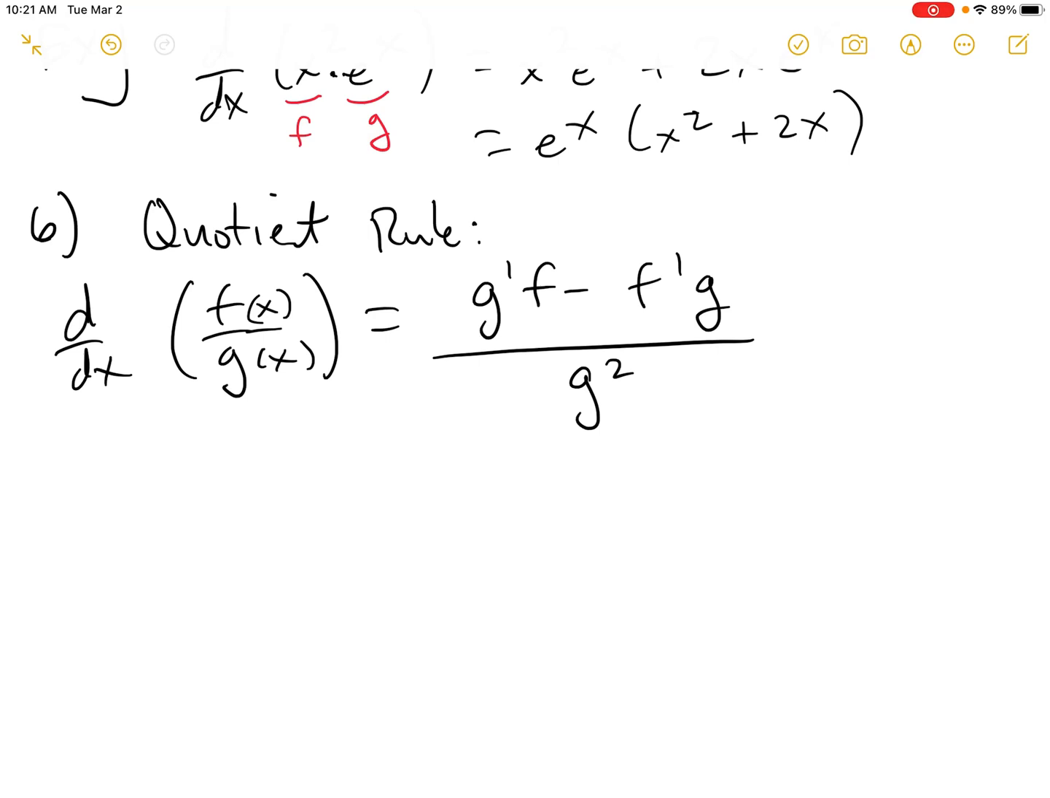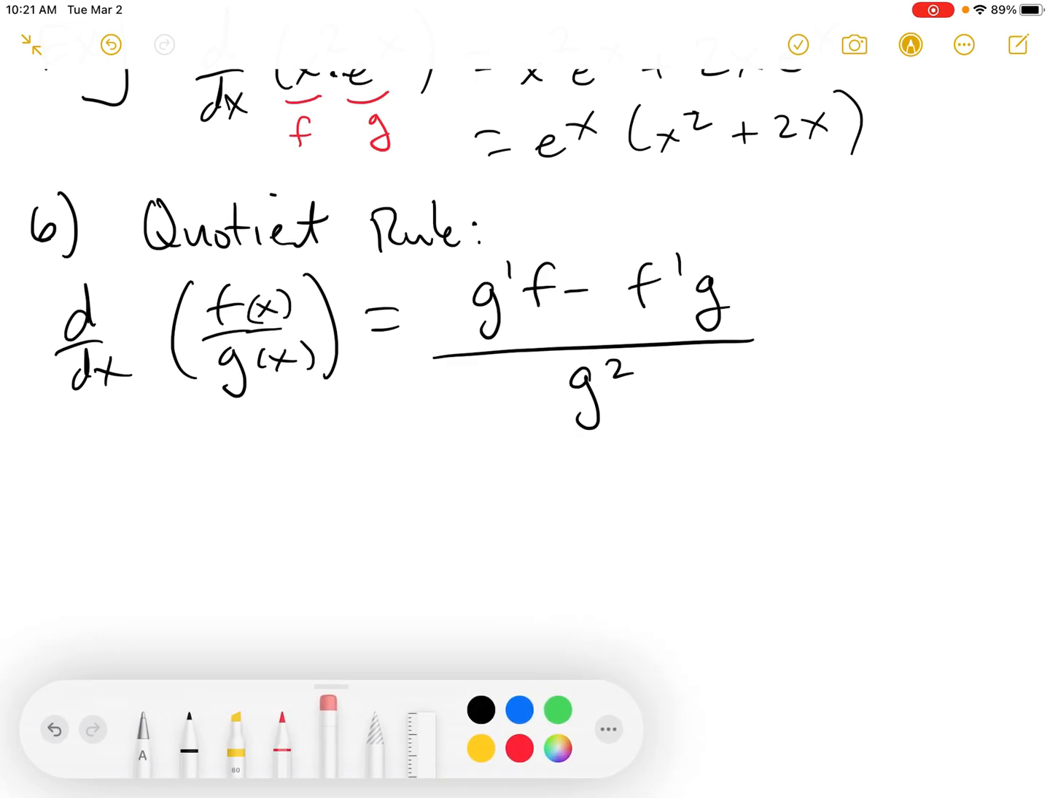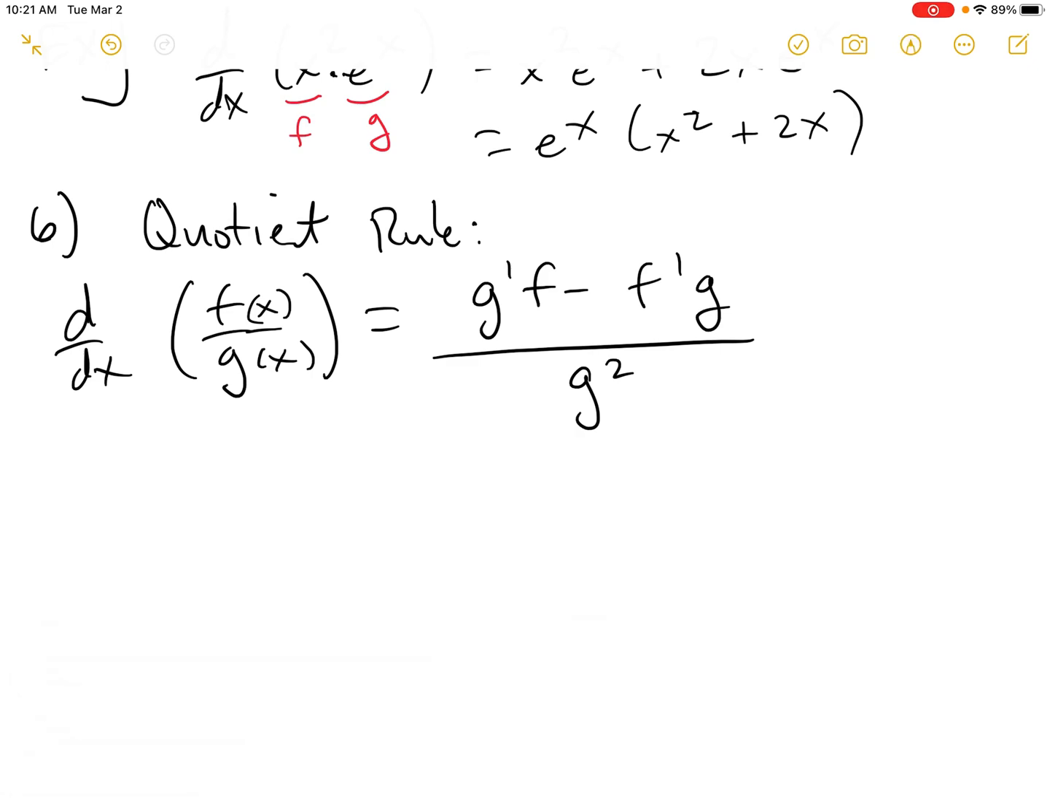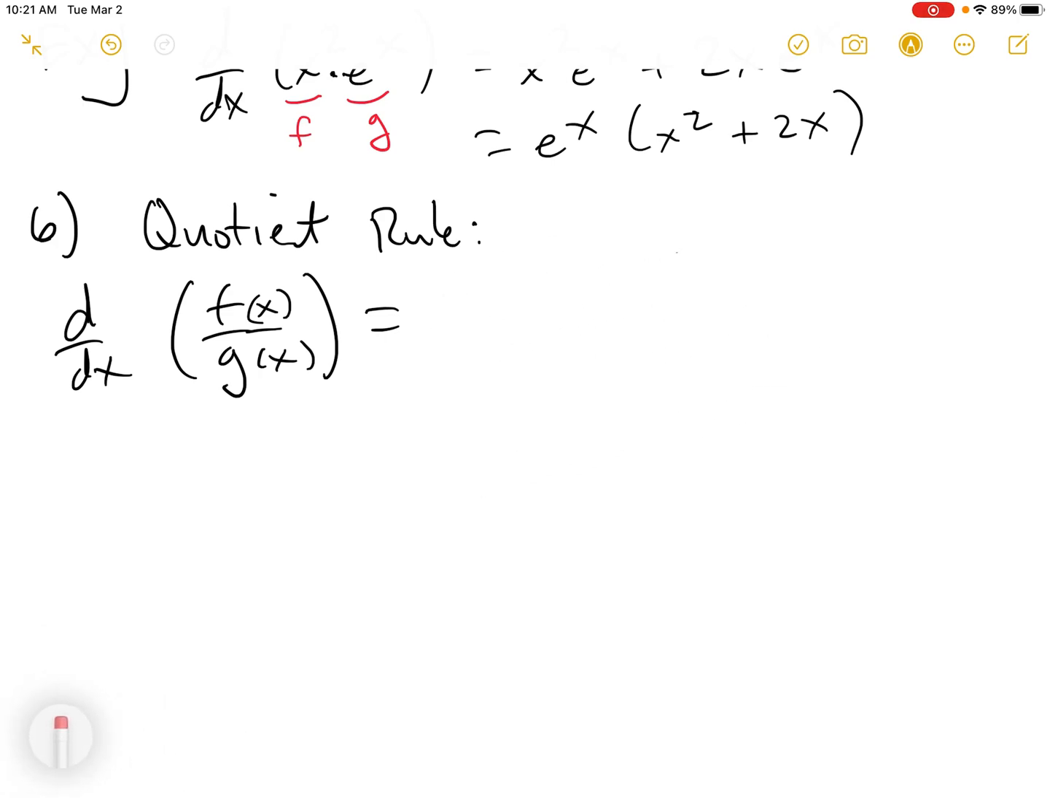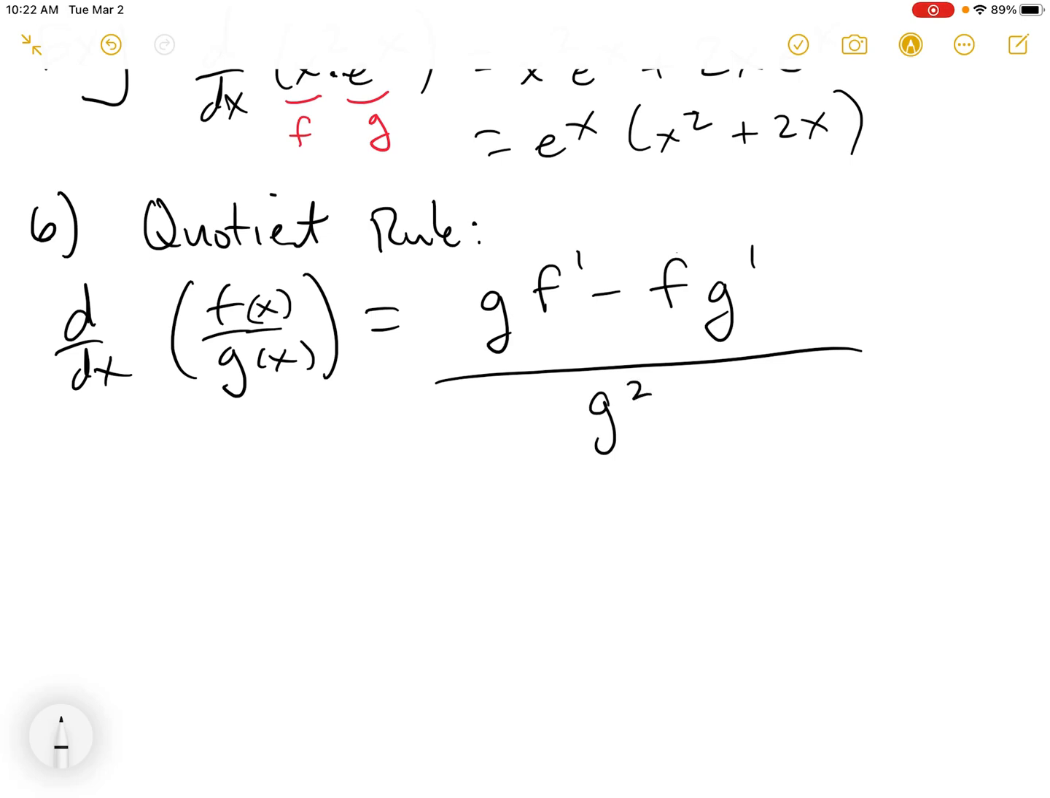And I did that wrong. Damn it. It's hard to do it when it's in f and g form. You'll see why in a second. So it goes this guy, g f prime minus f g prime over g squared.